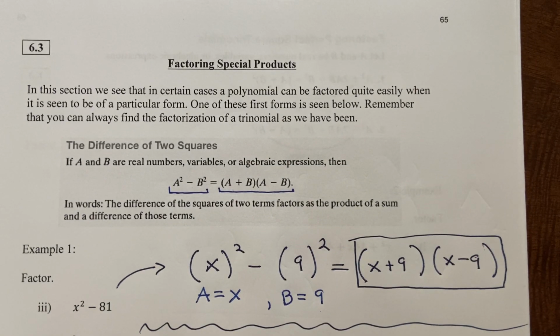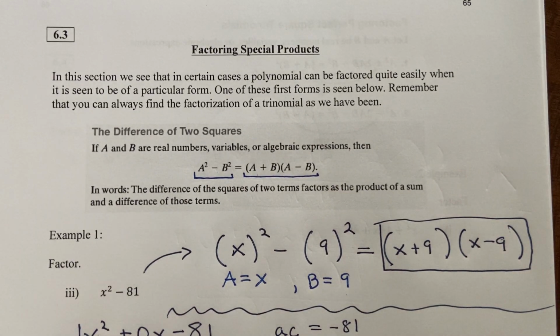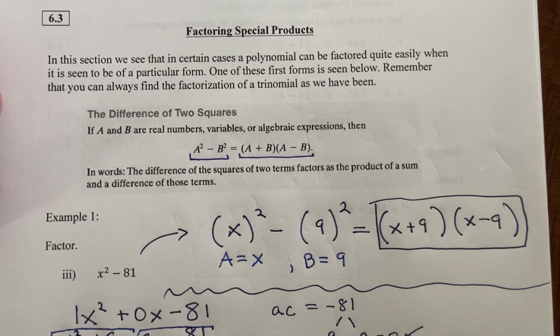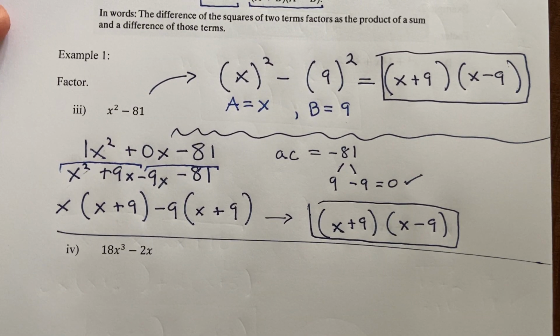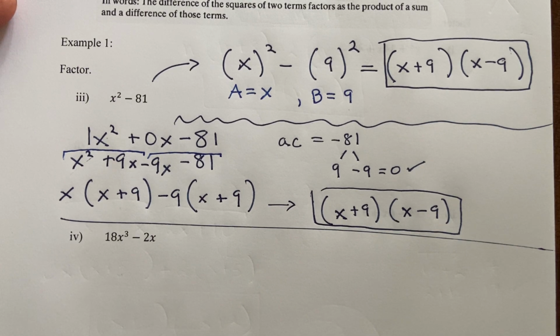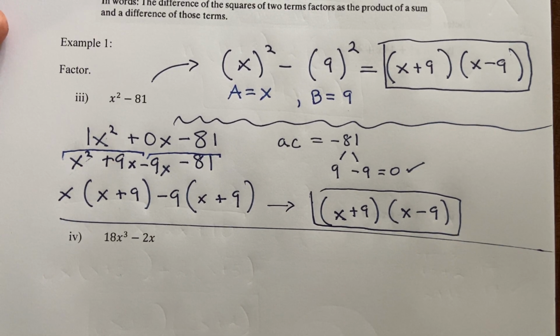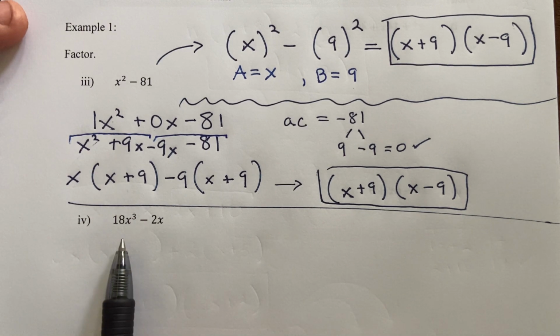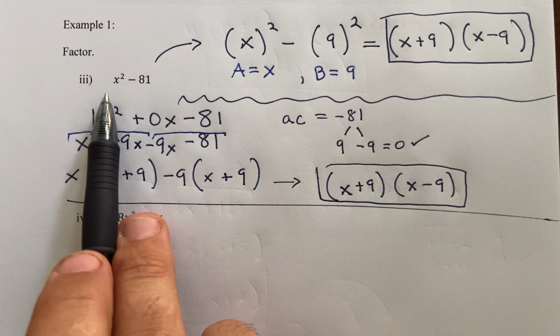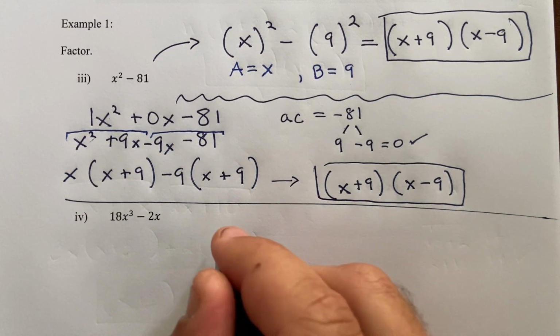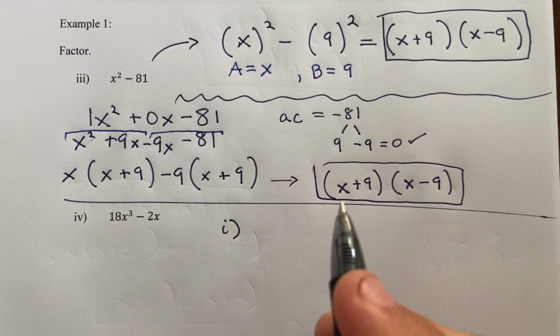So yeah, what you're seeing here, these special products are really kind of a shortcut approach. Often the general a times c method works as well. I'll do another one of these. So here, keep in mind, I didn't really talk about it here, but keep in mind the GCF part still applies. So factor out the GCF.